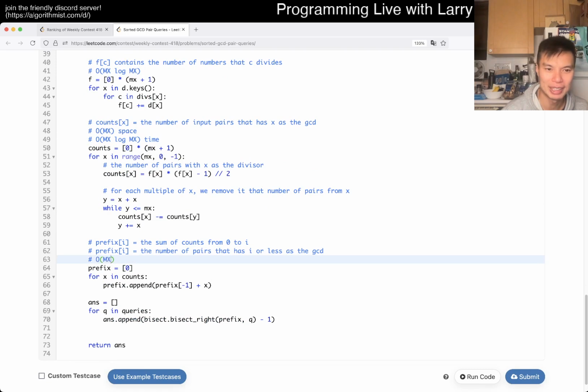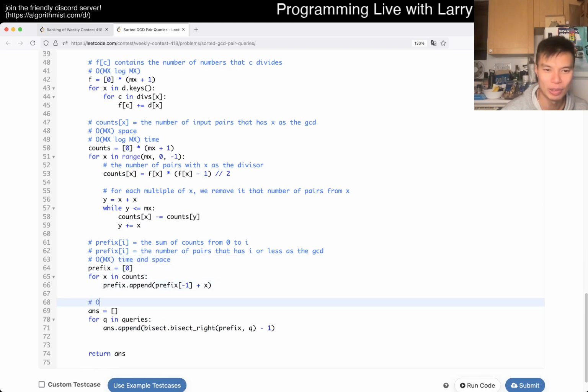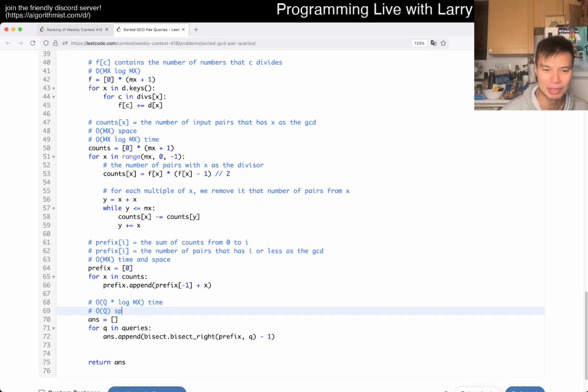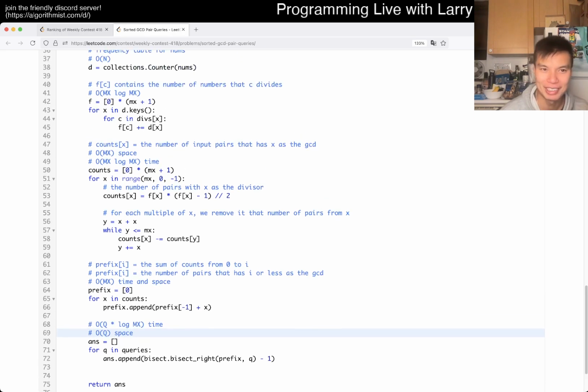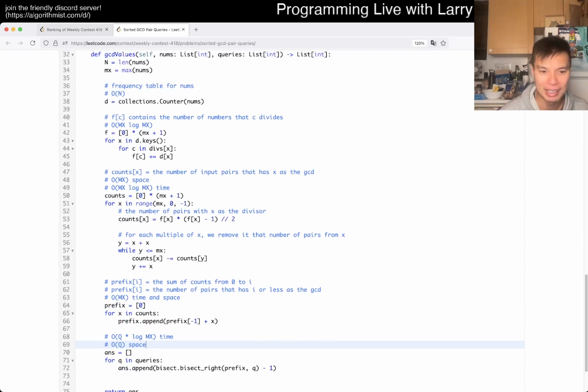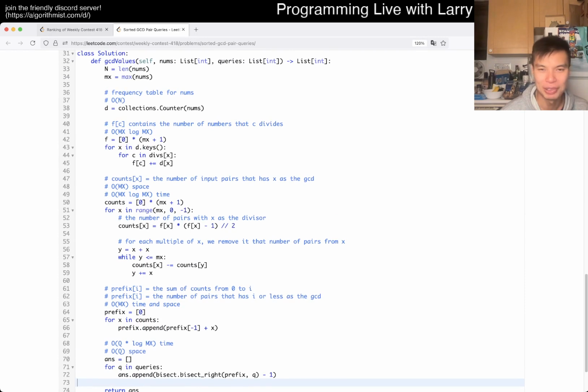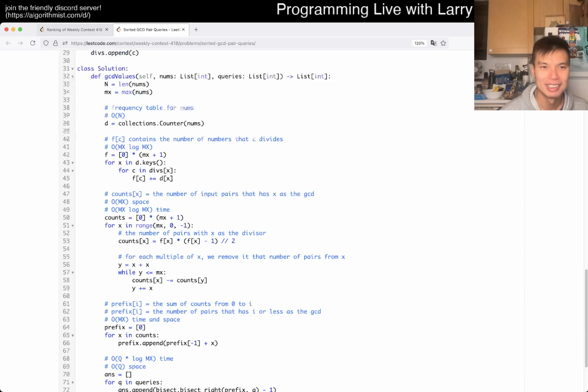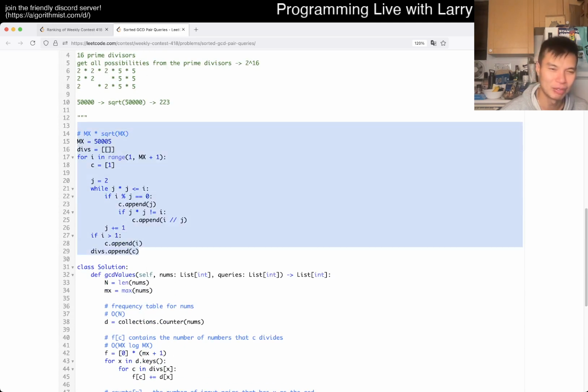This is O of mx time and space, and this is O of q times log mx time, and O of q space, of course. And that's pretty much it. The actual complexity is just summing them all up. So let me give you the body of the code, and also the square root one.